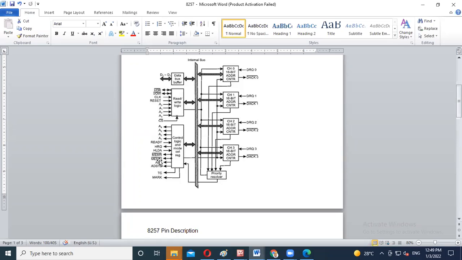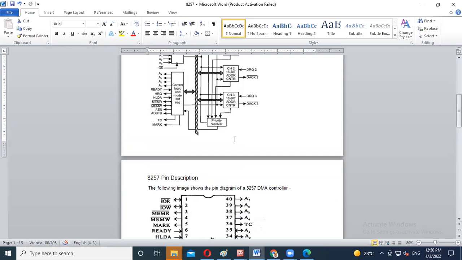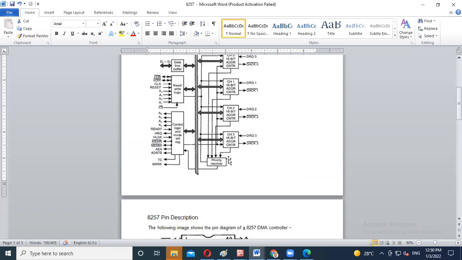And the remaining memory read and memory write, MEMR and MEMW, and also data enable, and ADSTB, and terminal count, TC, and mark, are the other pins we have to use. So these are the main blocks of the architecture of the 8257. Based on this architecture, now we will study each and every pin and each and every block one by one.